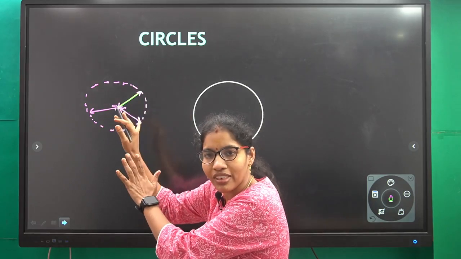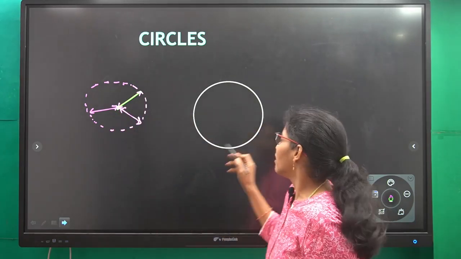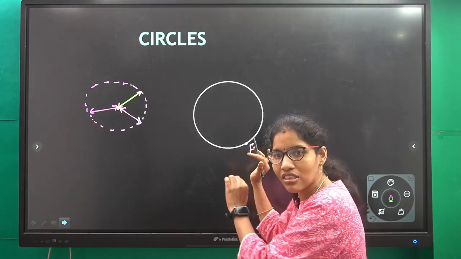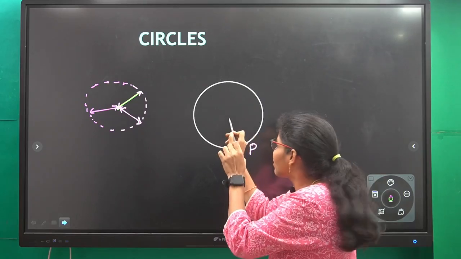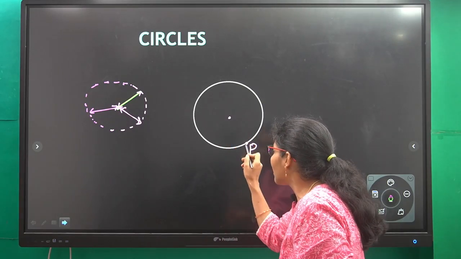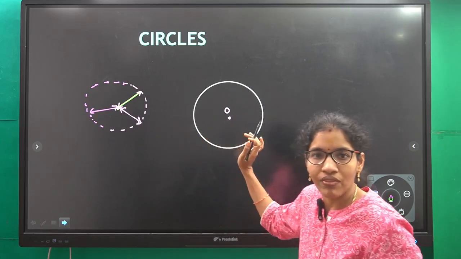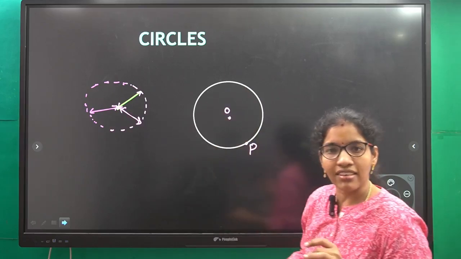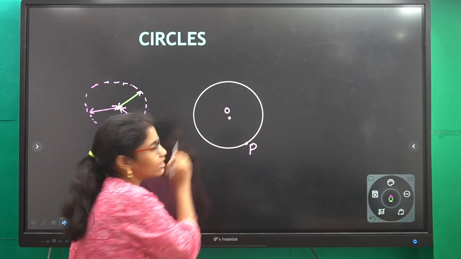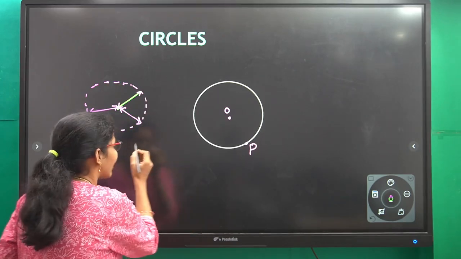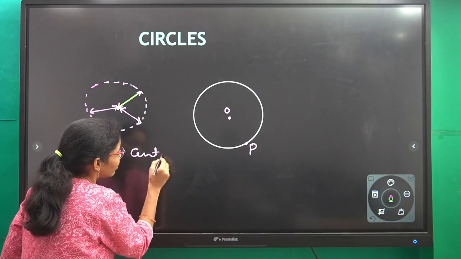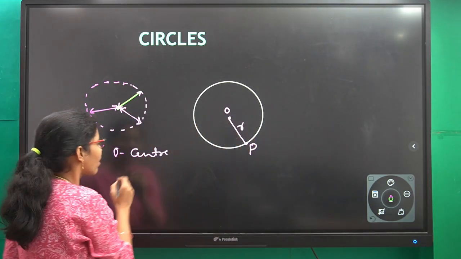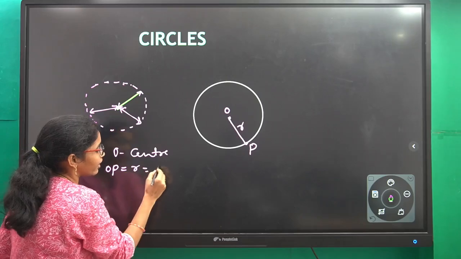It forms a circle. In another way you can say that a point P which rotates, the locus of the path of this P, is equidistant from a fixed point. Same definition only. The locus of that path is called a circle. Here this fixed point is called the center of the circle, and this fixed distance OP is called the radius of the circle.